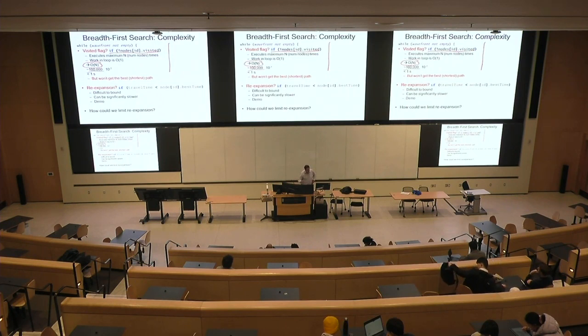And I know roughly what the constant is. So for cities that have 100,000 intersections, this is going to run in less than 1 second. So it'll be pretty fast. But it's not going to get the best or shortest path. So for this milestone, it's not good enough.